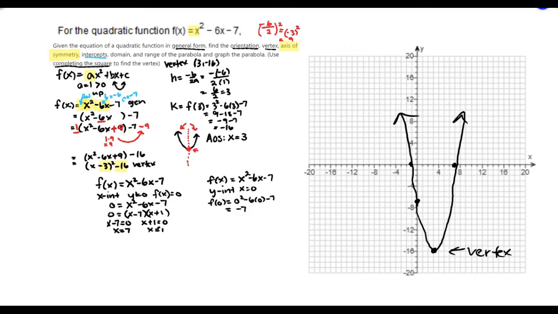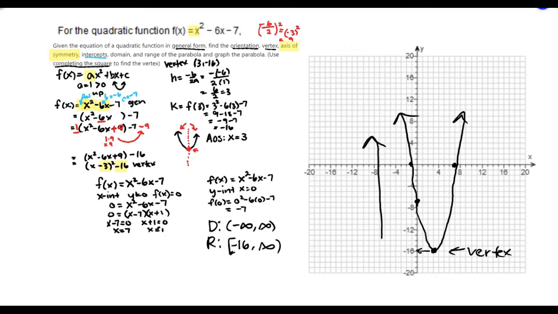Now it's also easy to see what the domain is. The domain will be all real numbers, negative infinity to infinity. And the range, the y values, will start at the vertex, which has a y coordinate of negative 16, and go to infinity. So our range is negative 16 to infinity.